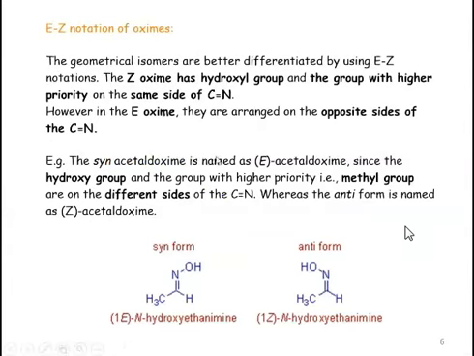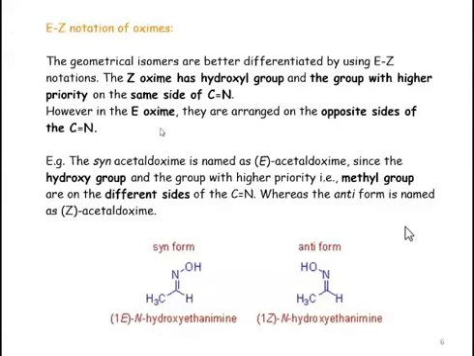The geometrical isomers of oximes can be described as the geometrical isomers which are better differentiated by using EZ notations. The Z oxime has the hydroxyl group and the group with higher priority on the same side of the carbon-nitrogen double bond. However, in E oximes, they are arranged on the opposite sides of the carbon-nitrogen double bond.